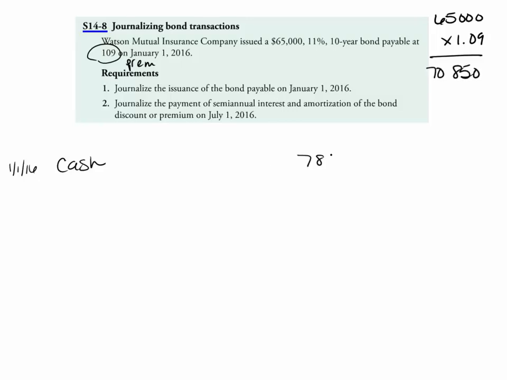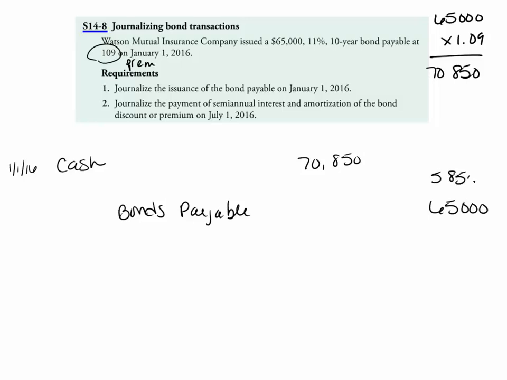$70,850. The credit to bonds payable will be the face value of $65,000. So to make my debits equal my credits, I clearly need something over here, right? So $5,850, the difference between the two, is the credit to premium on bonds payable.